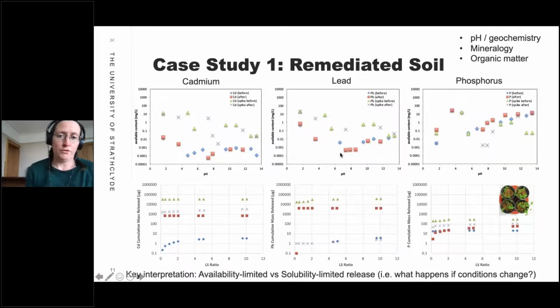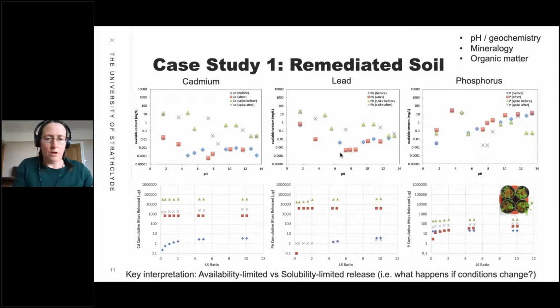Lead follows a similar pattern to cadmium, where there's not a lot in the background. It increases in availability as pH decreases, and then we add some and it stays relatively available. And that has played out in terms of the releases.